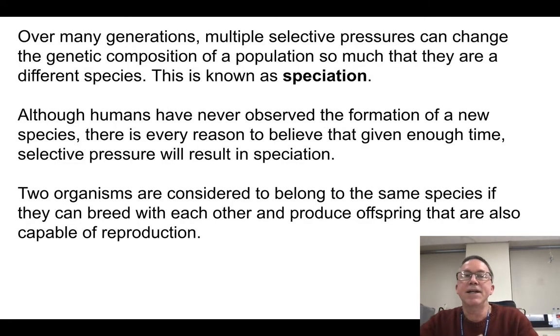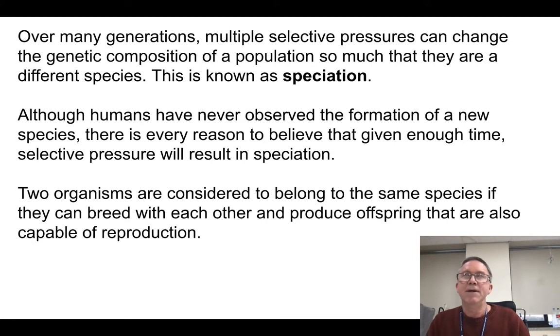Okay, now here's the thing. If you give this enough time, and we're talking large amounts of time that humans can't fathom, eventually one organism will morph and become a different organism. Enough mutations occur that it's just not the same organism anymore. All right, we call this speciation. And we've never actually observed it happening, but we have every reason to believe that this occurs.